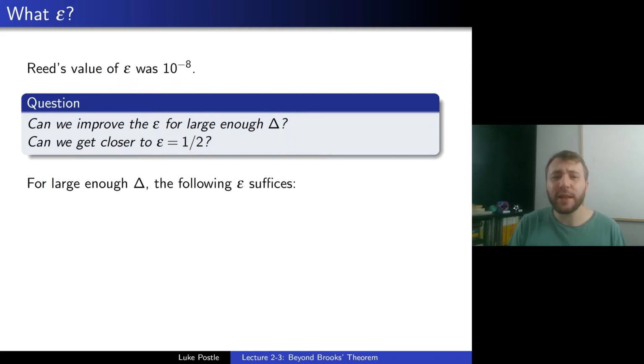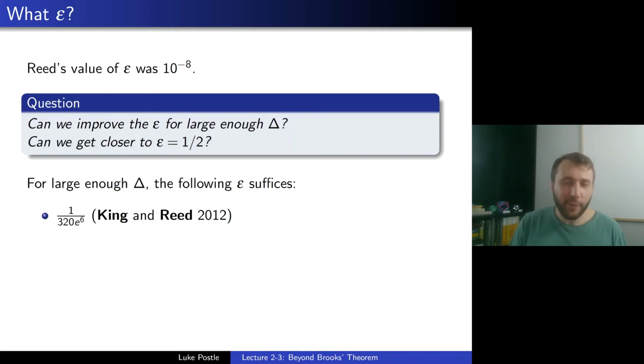Well, actually, there's been a lot of work on this over the decades, and for large enough delta, we get the following epsilon suffices. So here's some of the history. King and Reed in 2012 gave a shorter proof of this result for Reed's about the epsilon, and there you end up with 1 over 320 e to the 6th, which is about 1 over 130,000, which is an improvement over the 1 over 100 million, maybe not a lot to write home about, but also the proof was much shorter. Instead of 40 pages, maybe 10 pages.